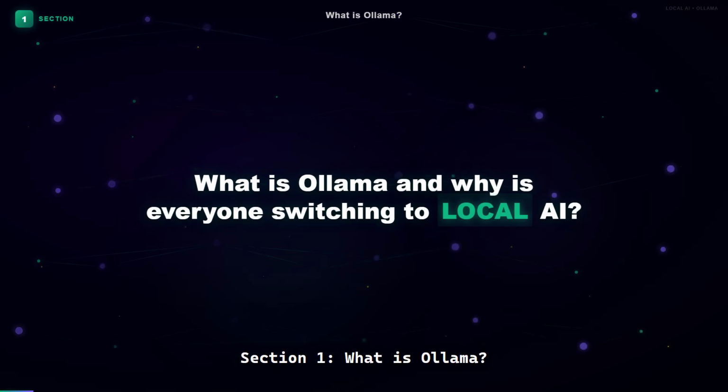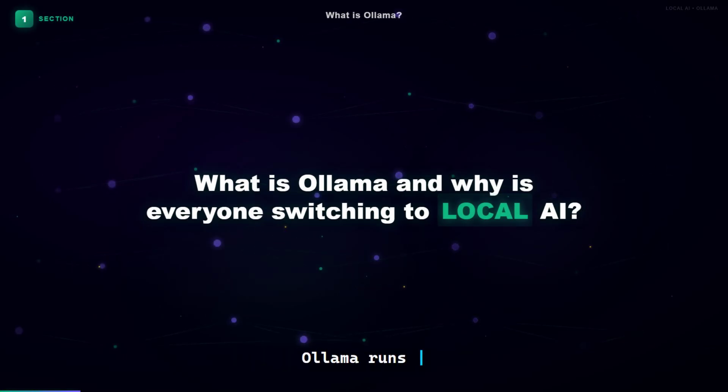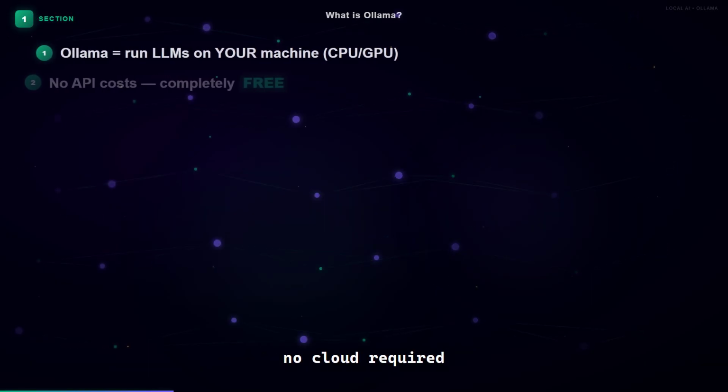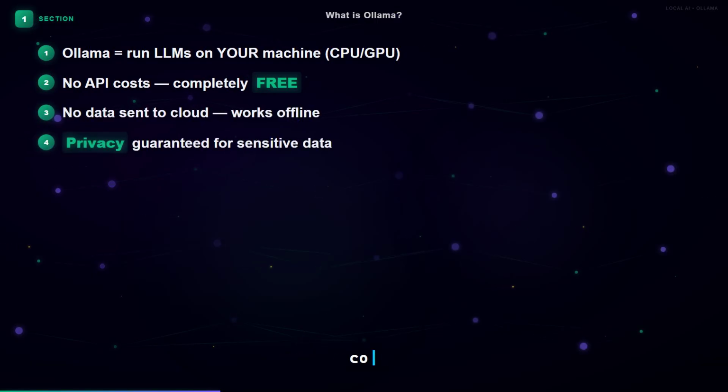Section 1. What is Ollama? Think of it like Docker, but for AI models. Instead of pulling Docker containers, you pull language models. Ollama runs them directly on your CPU or GPU.